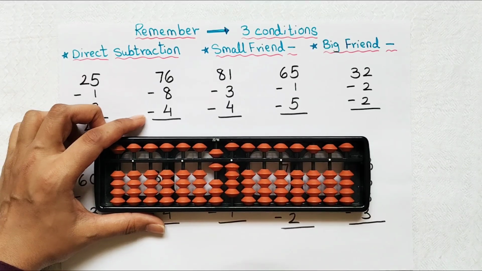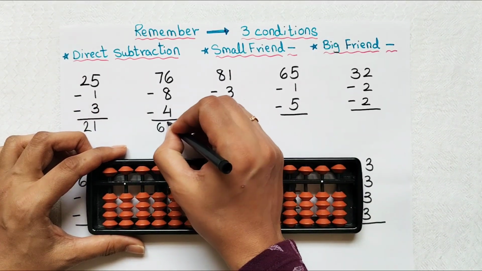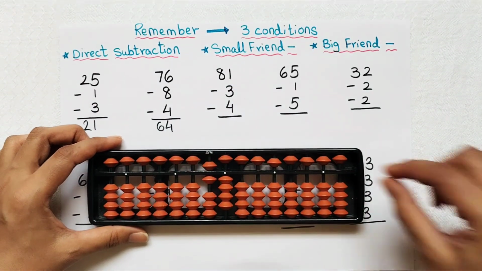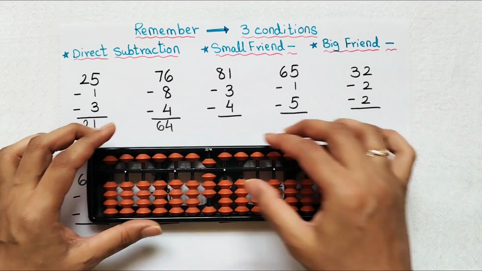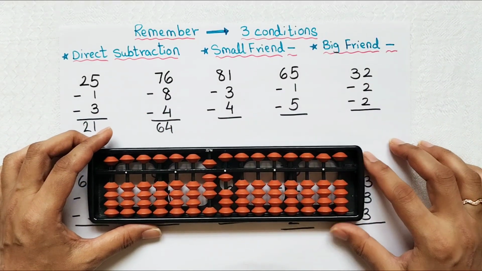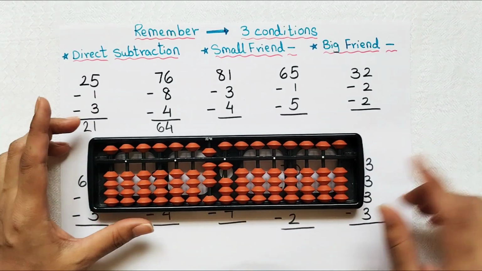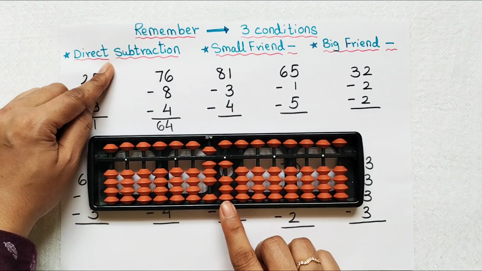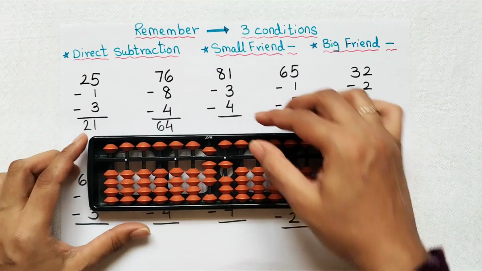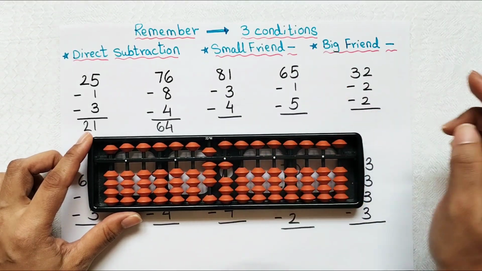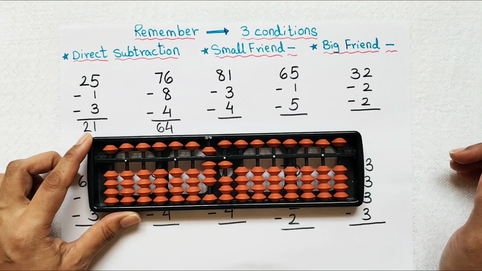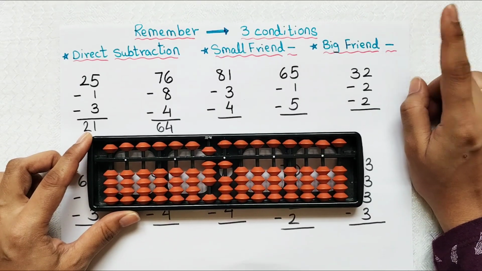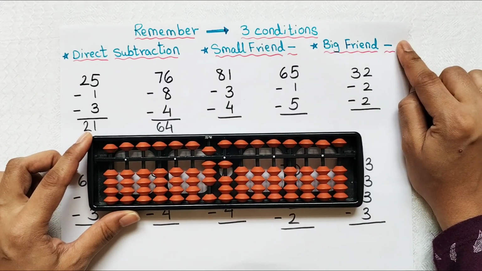Next, 81 less 3 less 4. 81. Less 3. Less 3 is direct subtraction we cannot do. Small friend also we cannot do because 5b is in the resting position. It is not in use. So we cannot do small friend. So I have to use the big friend subtraction formula. Okay. So what is the formula for less 3? Less 10 plus 7. Correct.